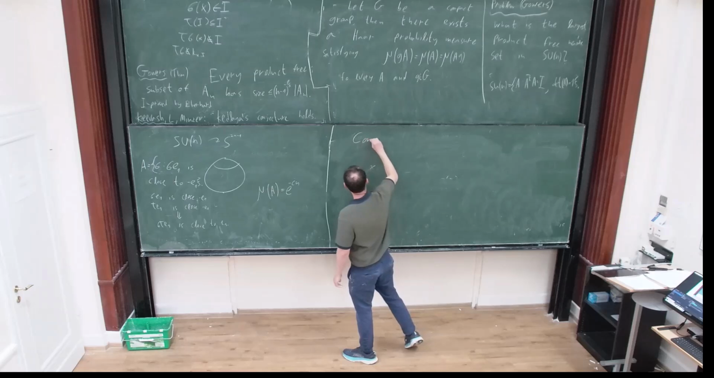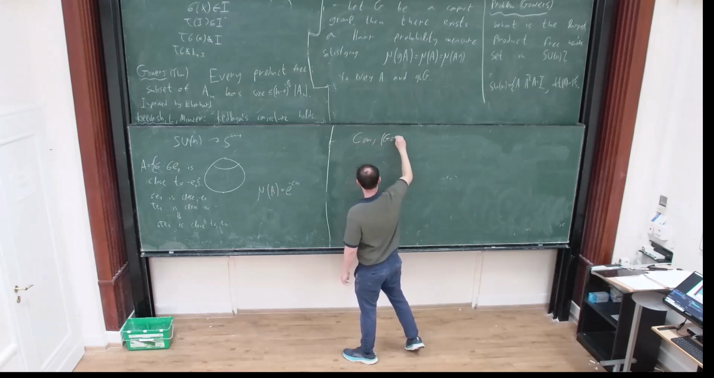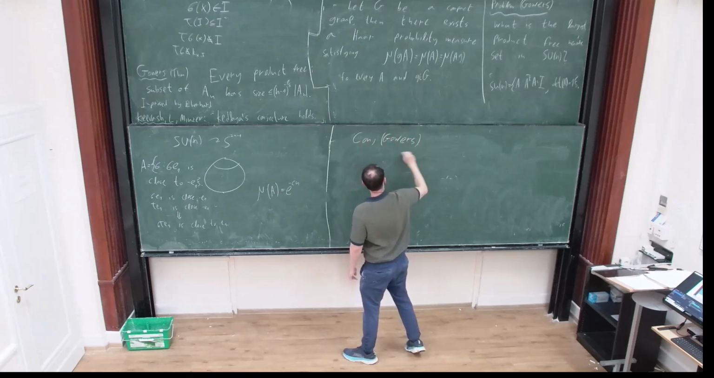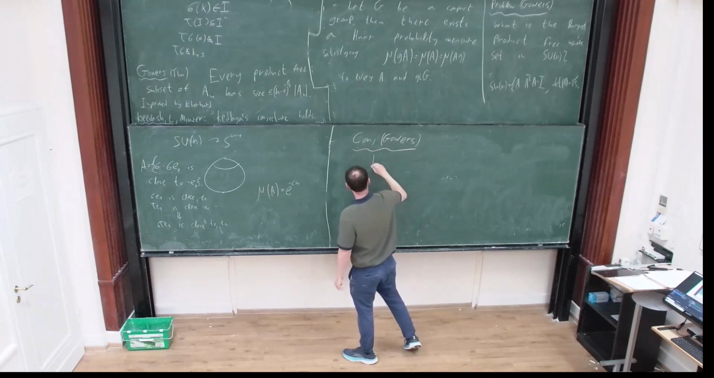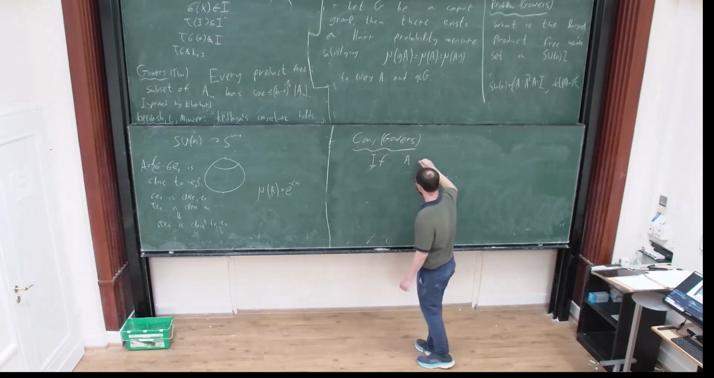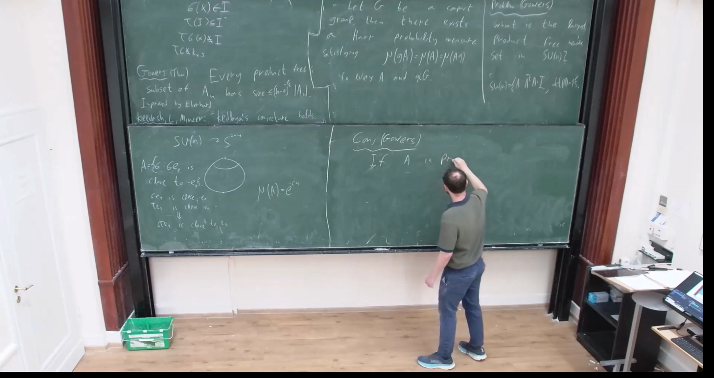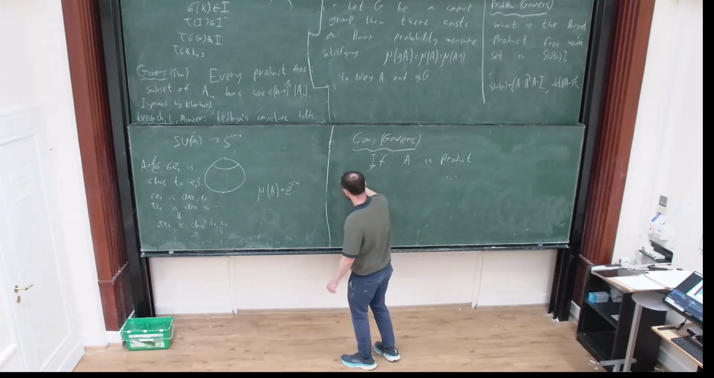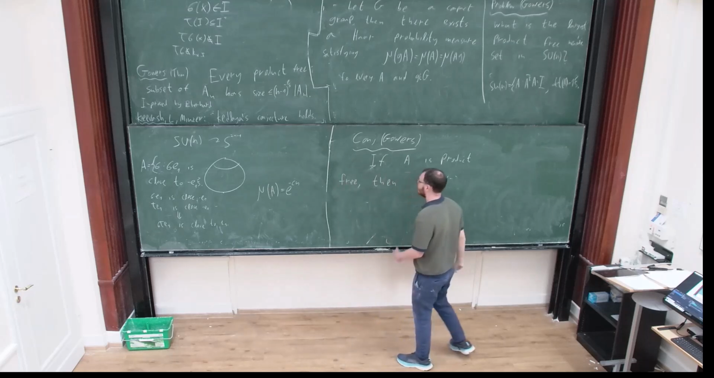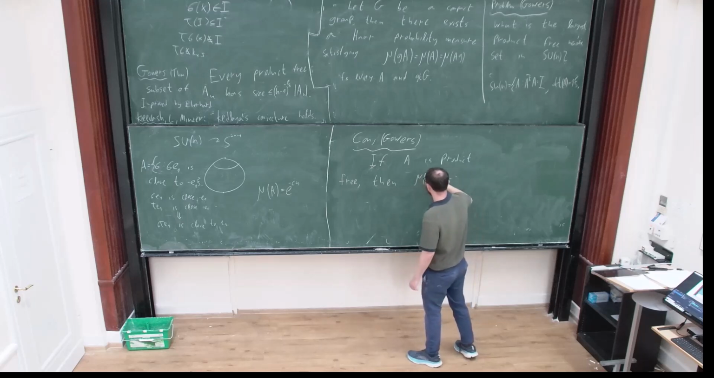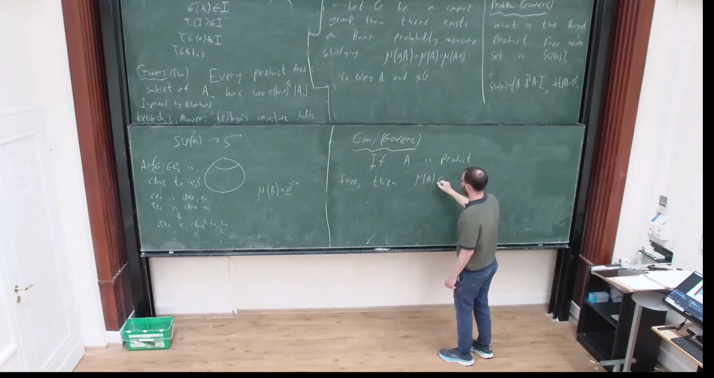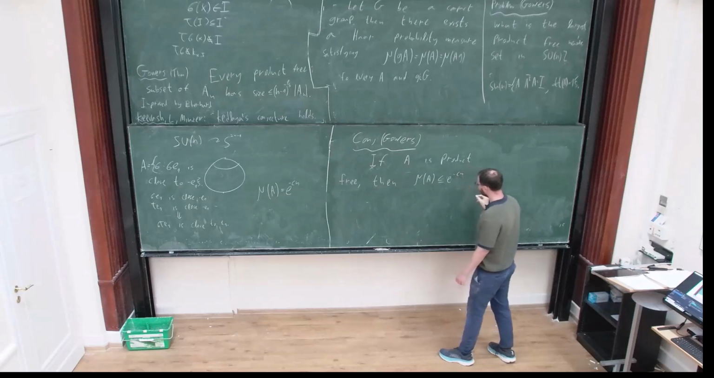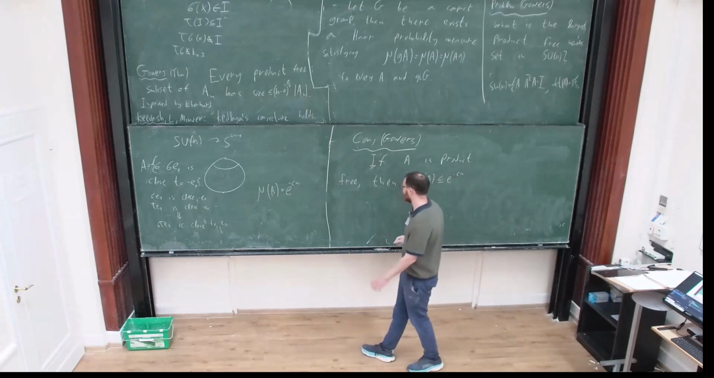Okay, so this conjecture by Gowers is still open. So if A is product-free, then the measure of A is at most e to the minus Cn for an absolute constant.